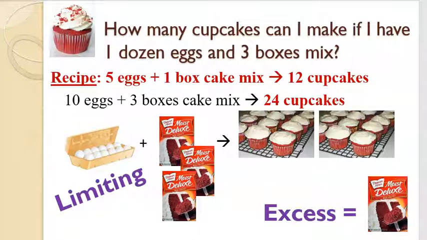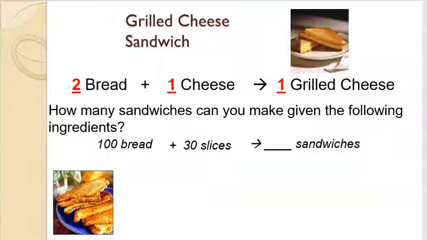Alright, so let's do another example. This one's in your notes with a grilled cheese sandwich. Here we go. A grilled cheese sandwich recipe is 2 pieces of bread plus 1 piece of cheese yields 1 grilled cheese sandwich. So here's our problem. How many sandwiches can you make given the following ingredients?